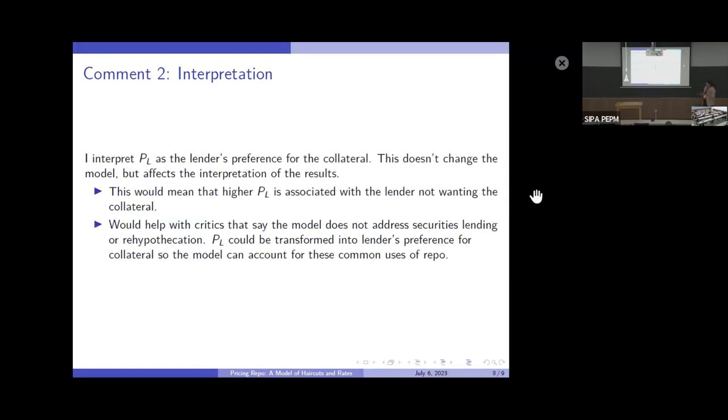My idea was to think about PL, the probability of the lender thinking that the project will succeed, a little differently. Maybe we can think of PL as the lender's preference for collateral. This would mean that a higher PL is associated with the lender not wanting the collateral, so the PL would be transformed into the lender's preference for collateral. You can use the model to account for these common types of repo. I think everything we're going through is really just changing some of the interpretation of how you word things when you describe the model.